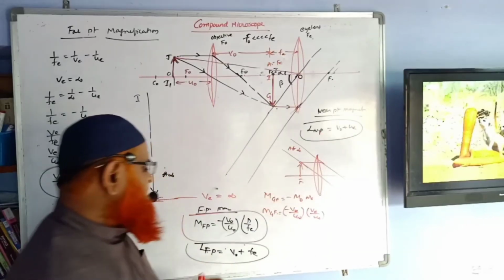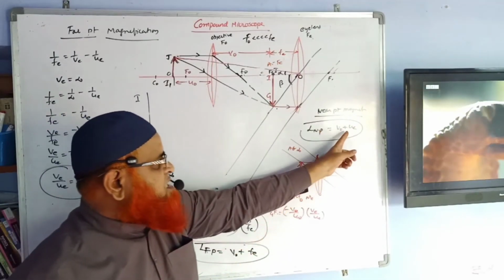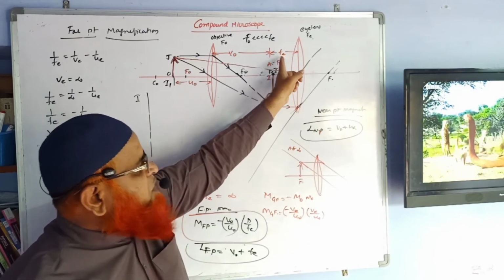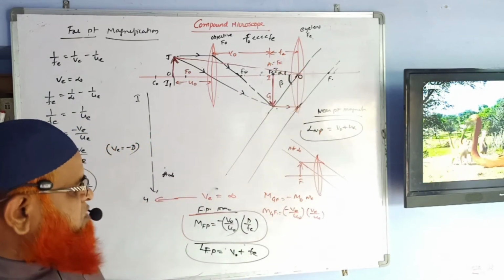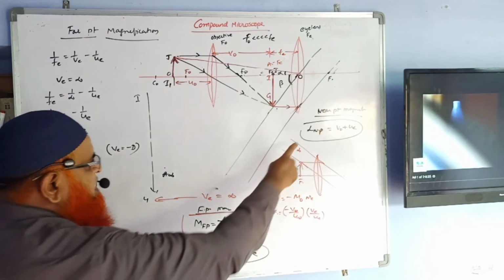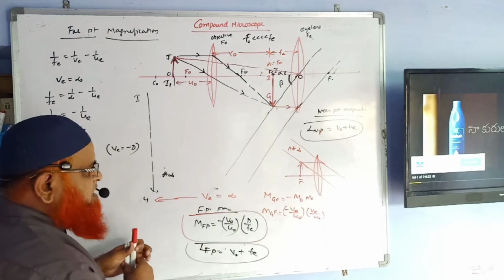The image was at infinity. So what I am going to do here, instead of writing UE, this distance is replaced with FE. So this is going to be FE here. Let us see what is going to happen now. Length at far point is going to be V naught by FE. Length at near point is going to be V naught by UE.